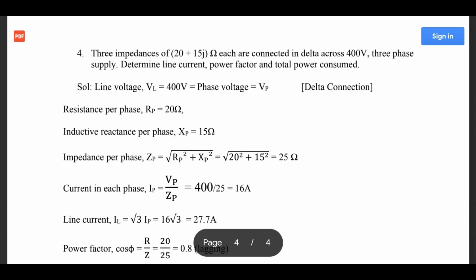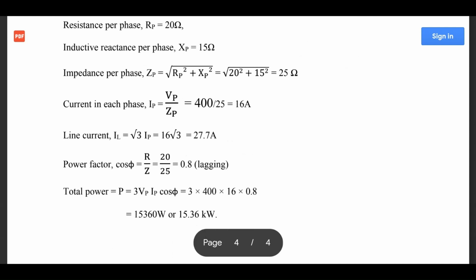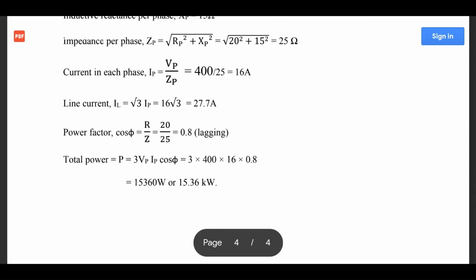Now to calculate the current in each phase, Vp upon Ip is equal to Zp. So using this formula, voltage is known to us, impedance is known to us. We can calculate the phase current by dividing these quantities as 16 amperes. Now the line current IL is equal to root 3 Ip. So Ip is 16, and we get the line current as 27.7 amperes.